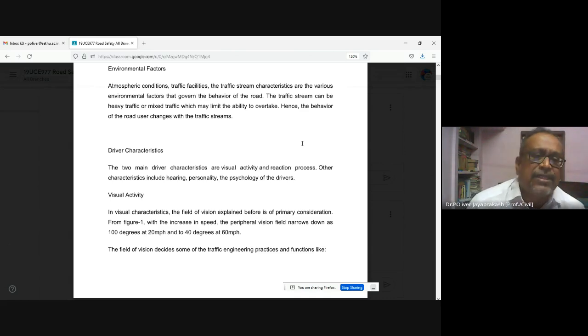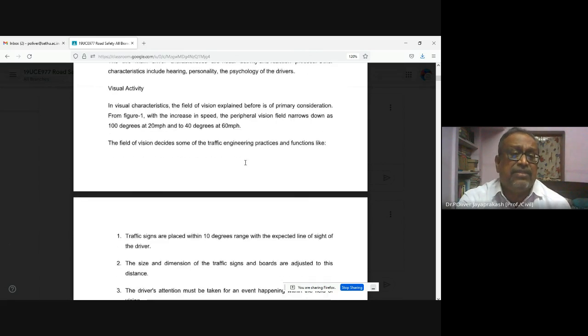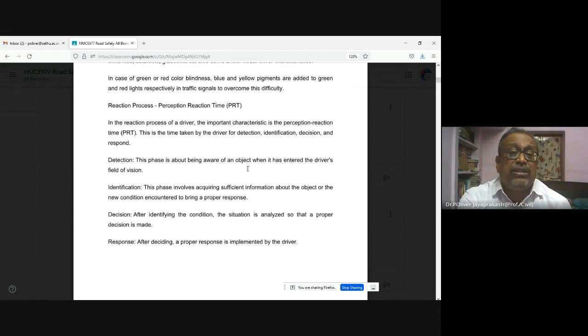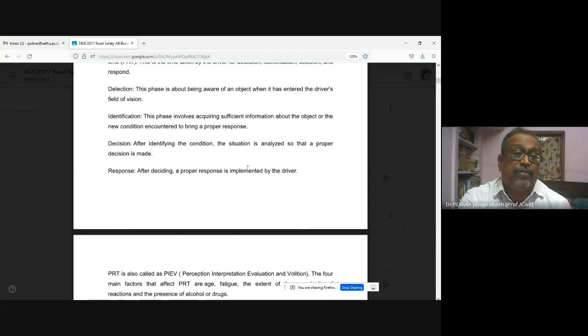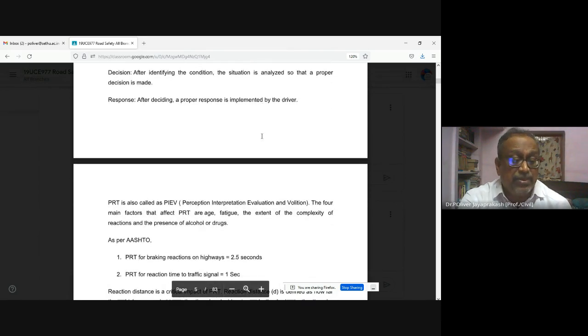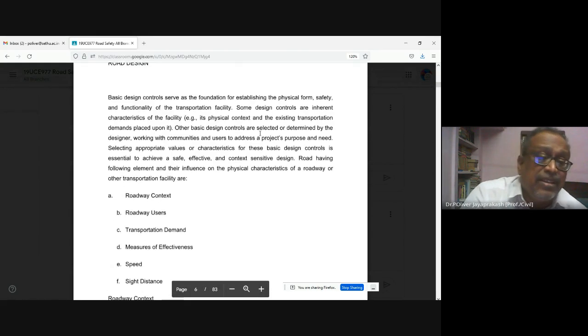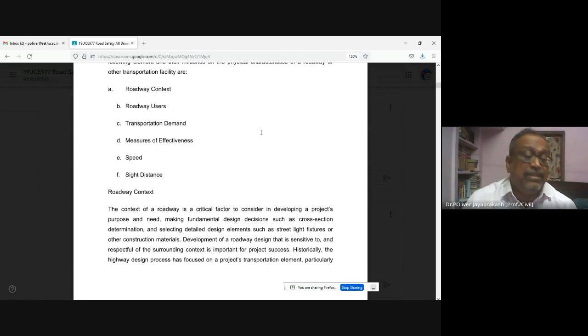Driver characteristics, mainly the psychology, personality and physical strength of the driver, influence. And based on their age group, their ability to view certain things, observe certain things, and their reaction times, those things will be major influencing factors. Okay. So these were road user characteristics, which will directly have an impact on your geometrics as well as your road accidents.